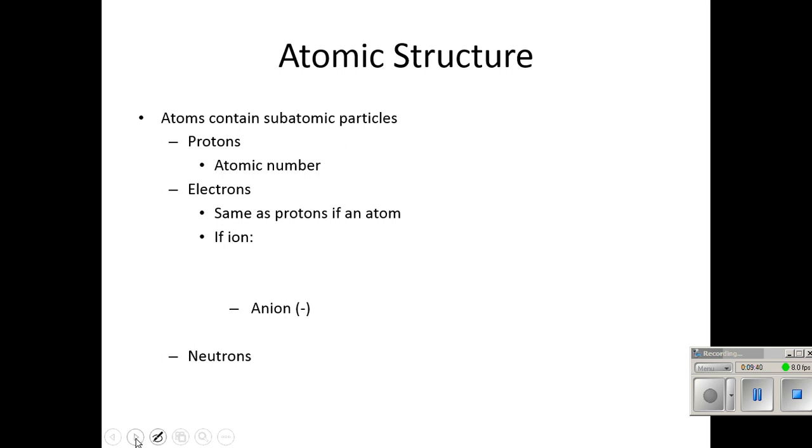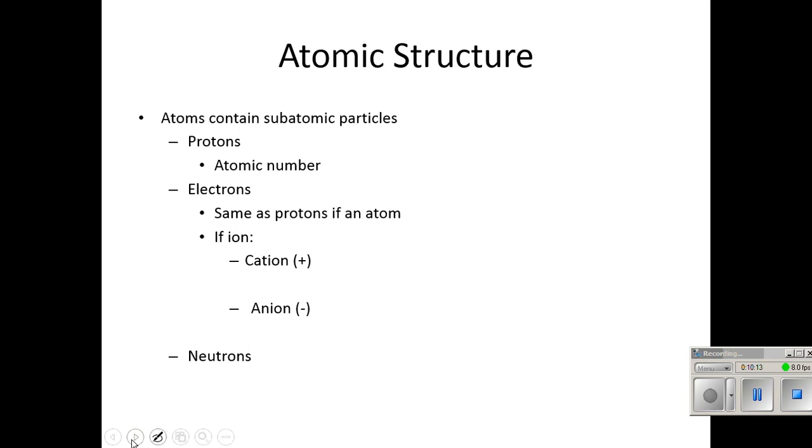There are two types of ions, positive ions and negative ions. We call positive ions cations, and negative ions are called anions. When a cation forms, this is an atom that has lost electrons. So we have more protons in the nucleus than we have electrons in the electron cloud, and that makes that atom now have a positive charge. We no longer call it an atom, we call it an ion.